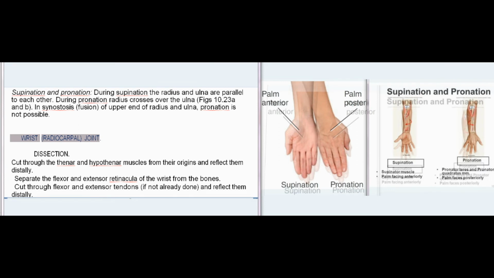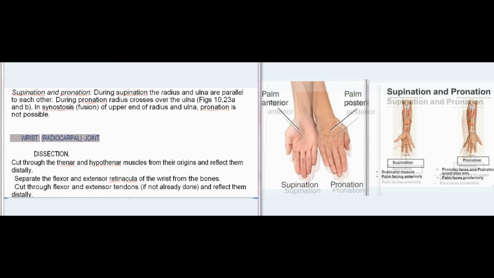Clinical anatomy. Supination and pronation. During supination the radius and ulna are parallel to each other. During pronation the radius crosses over the ulna, Figs 10.23a and b. In synostosis, fusion, of the upper end of the radius and ulna, pronation is not possible.